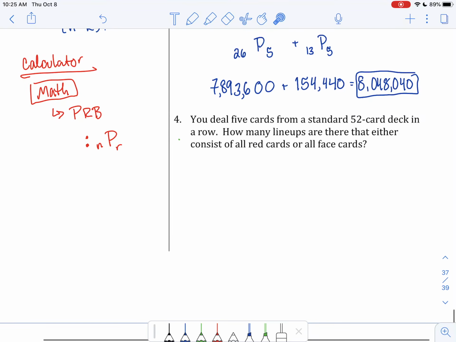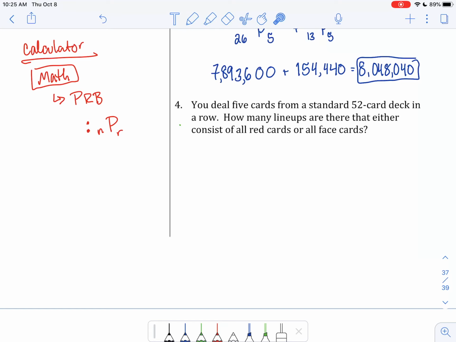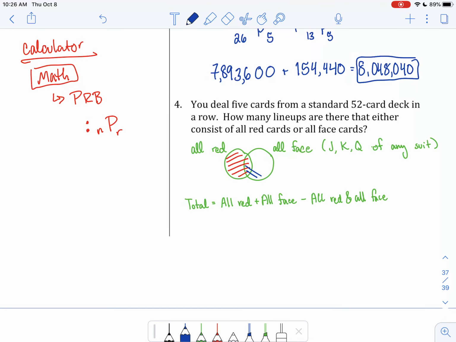I do want to look at one problem where we are going to have overlap. Number 4, you deal 5 cards out in a row. How many lineups are there that either consist of all red cards or all face cards? So here we have our all red cards, which would be diamonds and hearts. And then the face cards, which are the jacks, the queens, and the kings of any suit. And there's an overlap. There's where we have all red and all face.